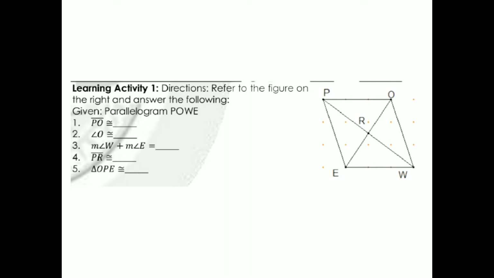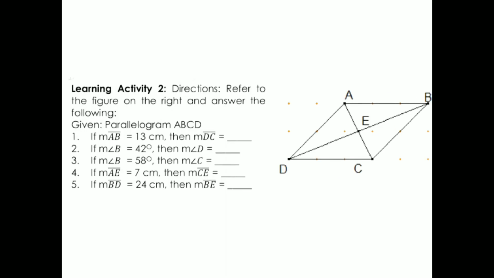Next one, activity number 2. If side AB is 13 cm, then DC, since they are congruent, has the same length. So the answer is 13 cm. Then angle B is 42 degrees. Then angle D, since they are opposite, is also congruent, so 42 degrees.